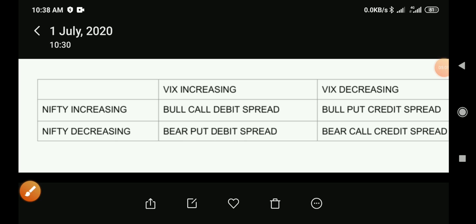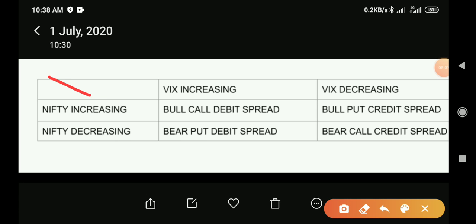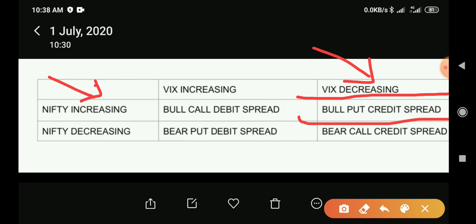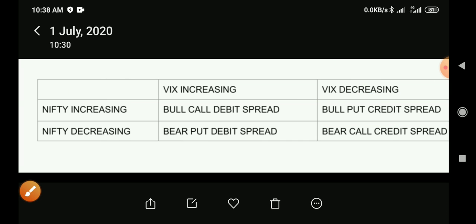So here Nifty is increasing, VIX is decreasing. So according to this grid, we need to create a bull put credit spread. How to create a bull put credit spread? We will see in the Opstra chart.